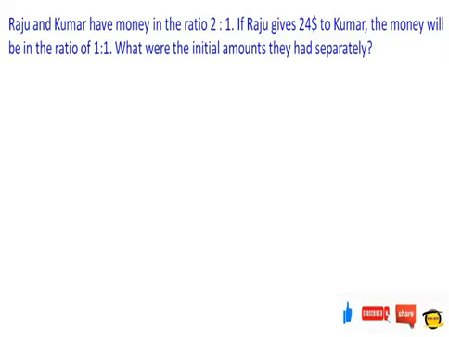Raju and Kumar have money in the ratio of 2:1. If Raju gives $24 to Kumar, the money will be in the ratio of 1:1. What were the initial amounts they had separately?